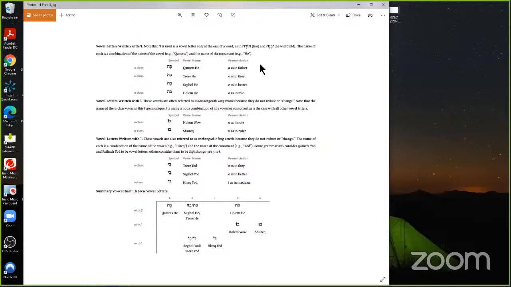Now, a lot of these are what they call historically long vowels, meaning the hey, the yod, and the vav, as it's commonly called. These were used as vowels. And we're going to see how it works and why. Why would they use these as vowels? And how does it work?